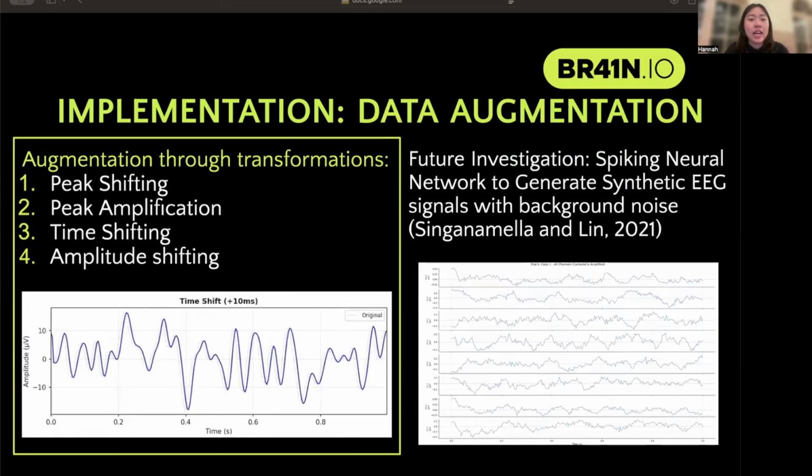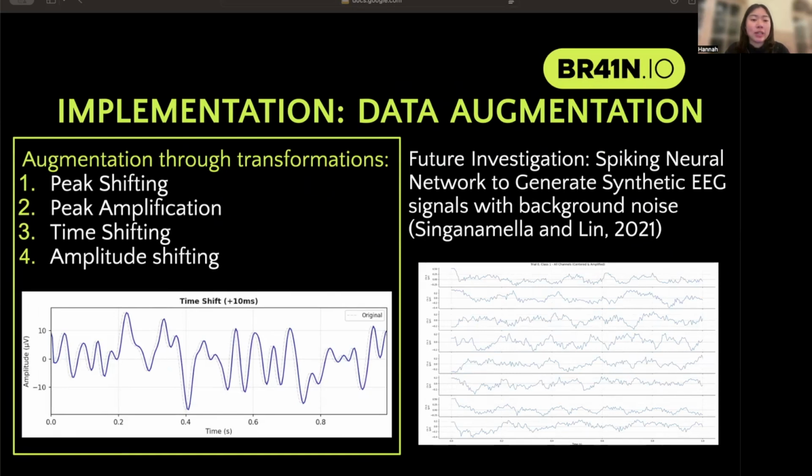For data augmentation, we chose to target segments of data that contained responses to target stimulation, potentially invoking the P300. This was done through four transformations of the signal: peak shifting, peak amplification, time shifting, and amplitude shifting.